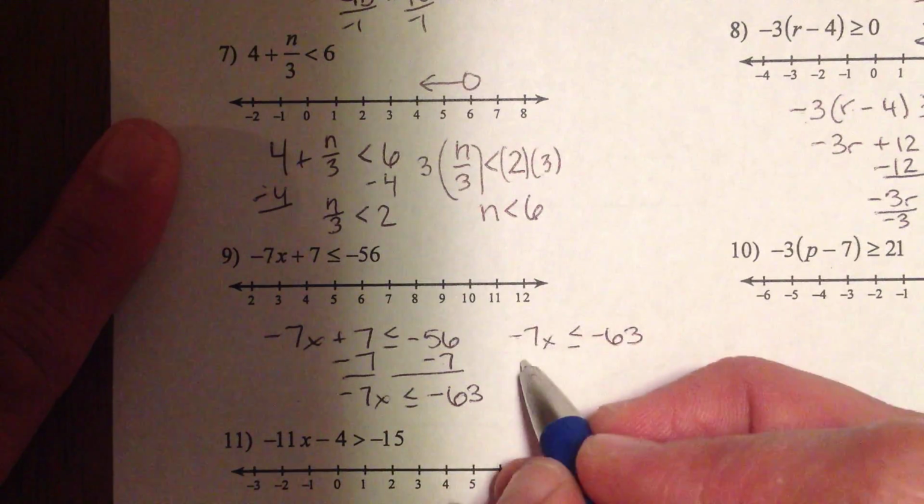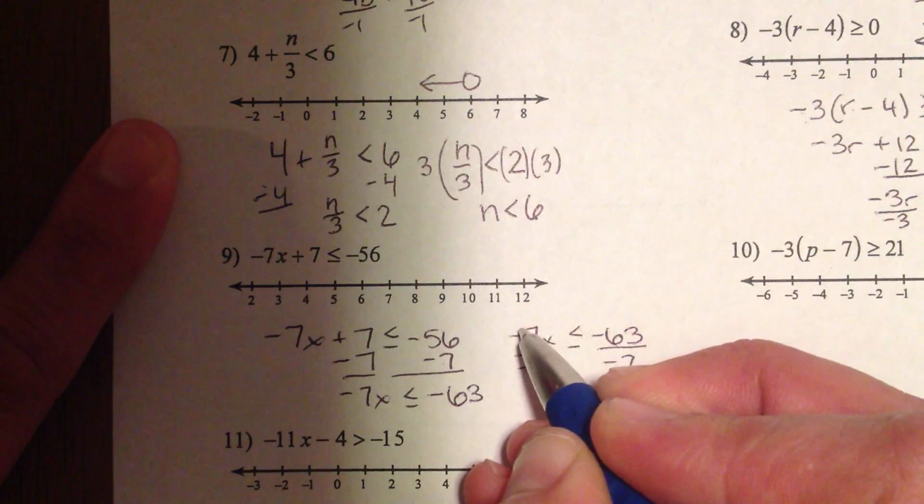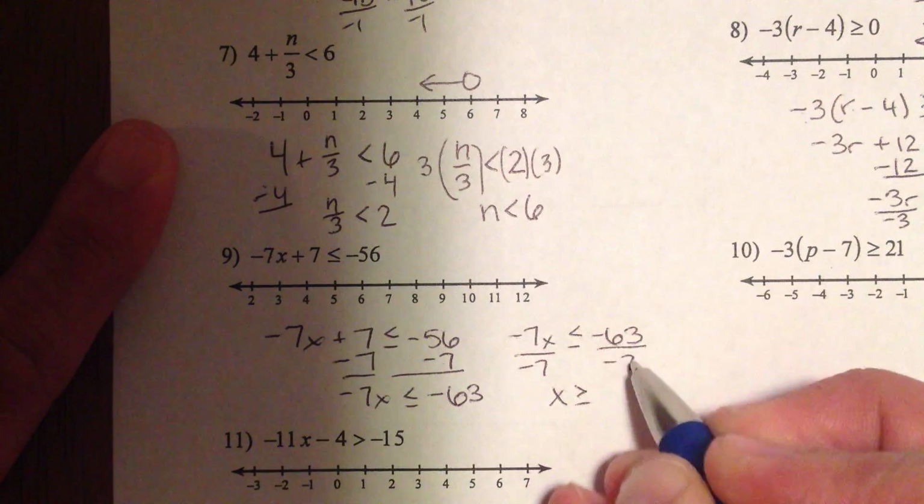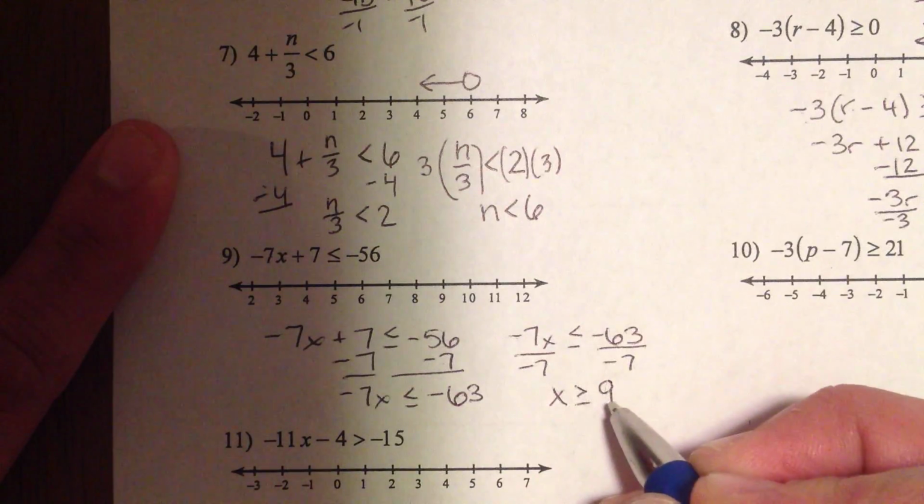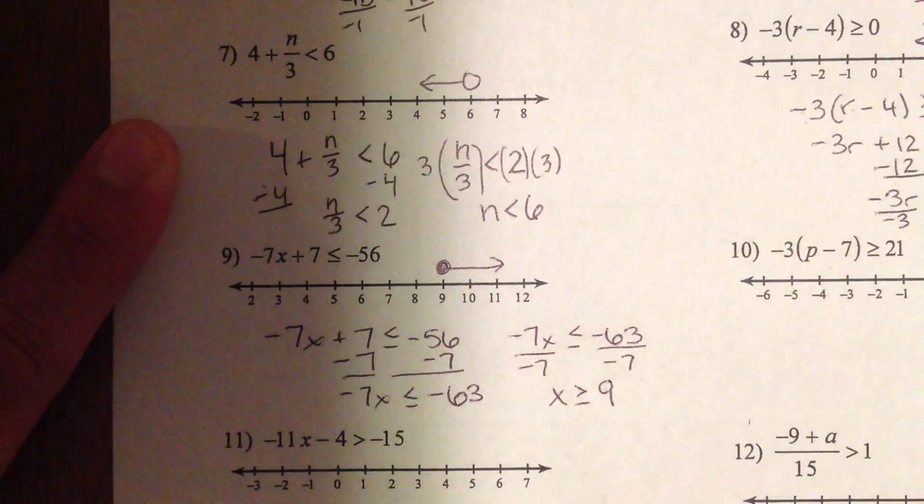In order to get rid of the negative 7, I have to divide by negative 7. Again, when I divide by a negative, I have to flip the inequality. So I have x is now greater than or equal to negative 63 divided by negative 7, which is going to be a positive 9. Again, I have equal to underneath there, so it's a closed circle. And I'm going to head to the right.